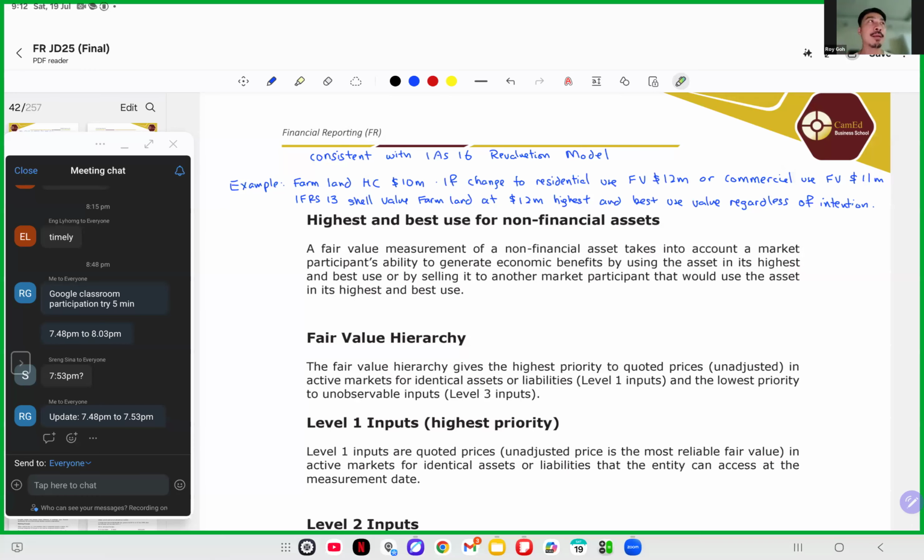Next week, Monday, you will see me for a revaluation model IAS 16. So it does not matter if you don't want to use or sell your land, as long as your land has a higher value, that is your fair value. Even if you don't want to sell your land. Clear? Okay. So this is the meaning of highest and best use value.